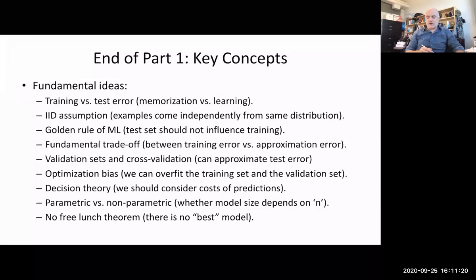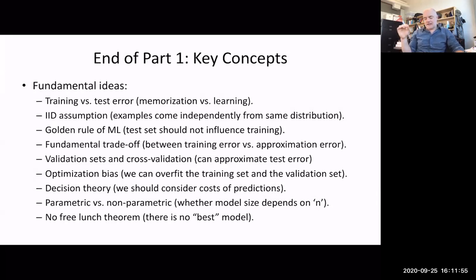We talked about the fundamental trade-off, which is really about overfitting, right, between training error and approximation error. You can push the training error really low, but that could lead to an increase in approximation error. We talked about validation sets and the cross-validation procedure, which you're going to use over and over and over in your career. And we showed how this can approximate test error. We discussed optimization bias, which is to say that we can overfit both the training set and the validation set, particularly if we look at the validation set or the training set too often, right?